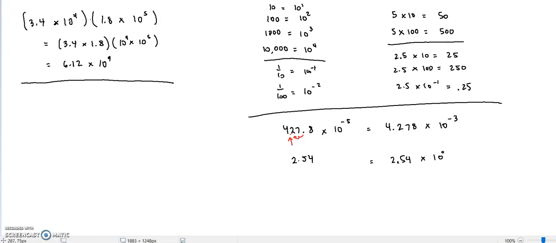Okay, so for multiplication, just rearrange. Multiply the 2 decimals, multiply the tens, which just means add the exponents, and then check to see if you need to reformat.